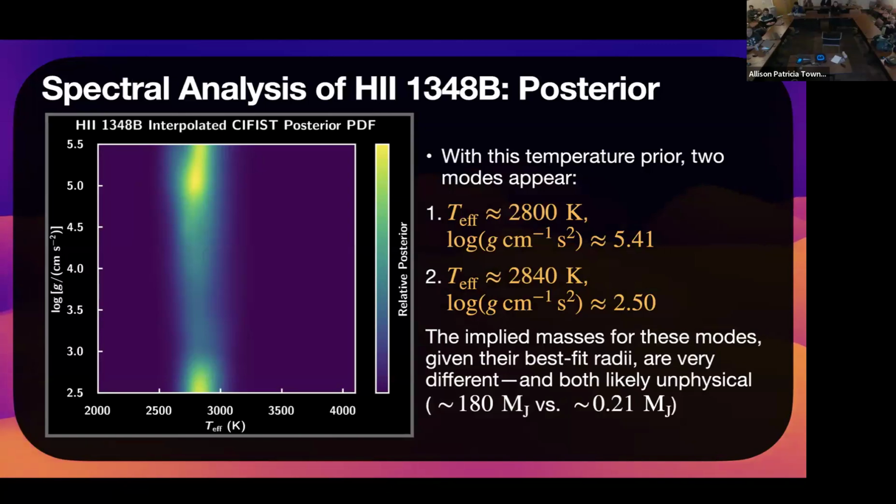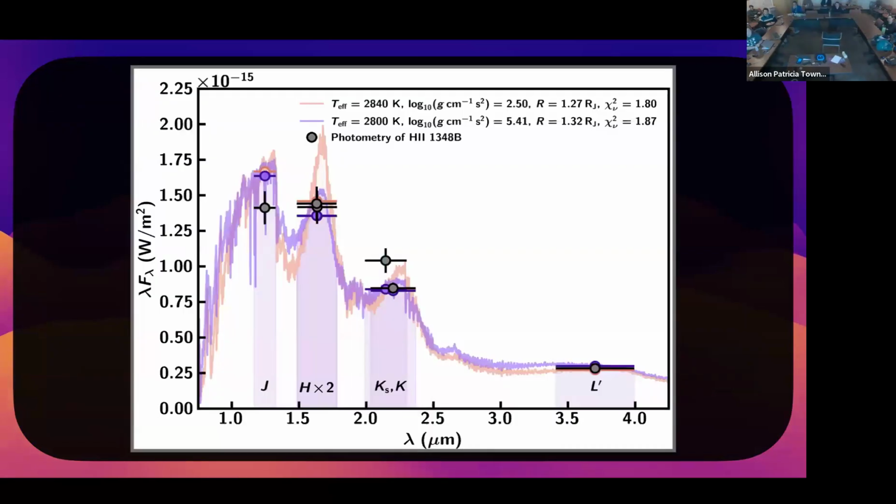Both of these modes we would expect to have unphysical masses. This one-fifth of a Jupiter mass we would expect to be much, much cooler at the age of the Pleiades. And similarly, at 180 Jupiter masses, that would actually be a star and no longer a brown dwarf companion. And we would also have expected a different spectral type. So this plot shows those two modes plotted with our photometry.